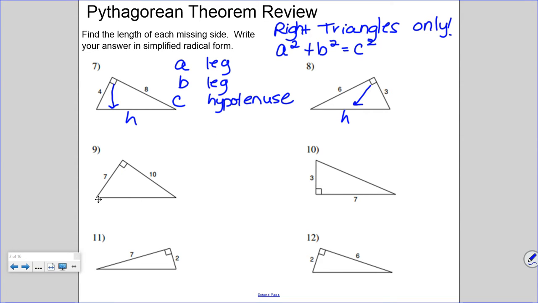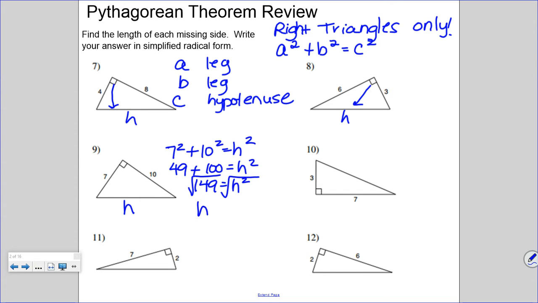Let's say I wanted to find this missing side. It happens to be the hypotenuse. So I could do 7 squared plus 10 squared equals the hypotenuse squared. 7 squared is 49. 10 squared is 100. 149 equals h squared. So to find h, I could take the square root of both sides. H would be the square root of 149. And if I take that decimal, which I think Delta Math asks you to do, h is approximately 12.207.